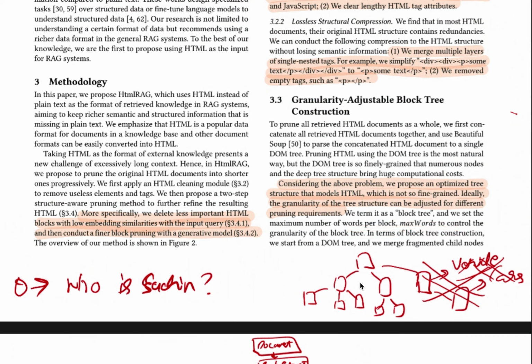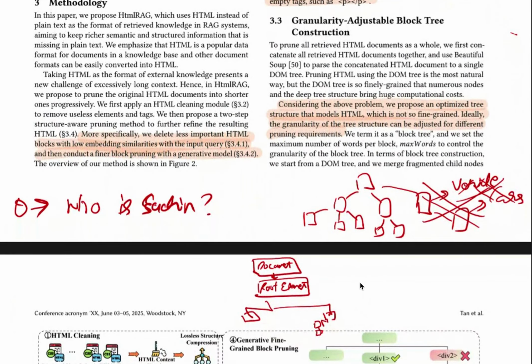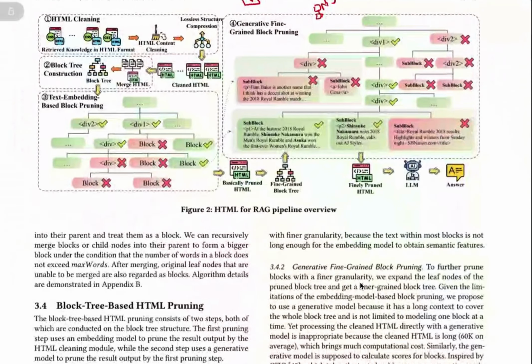So this max words, they are doing it for a purpose. Obviously you don't want a very long context for you, because then you have to pass it to a small language model for getting some similarity and everything, and if the context is too long, it will not be possible for you to pass it. So they will be passed into their parent and treated as a block.